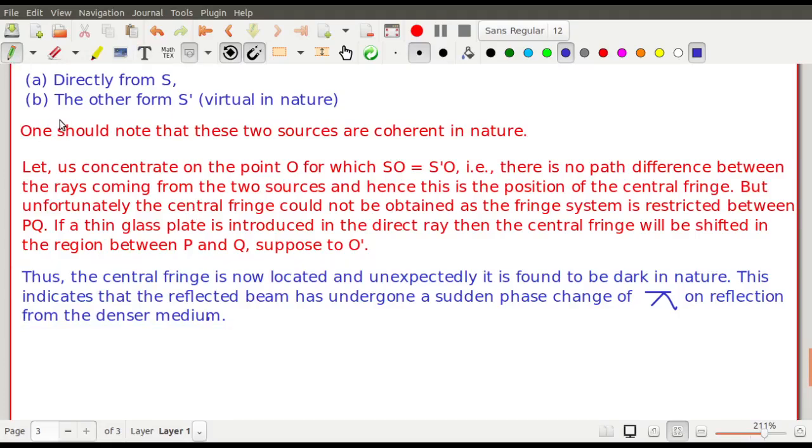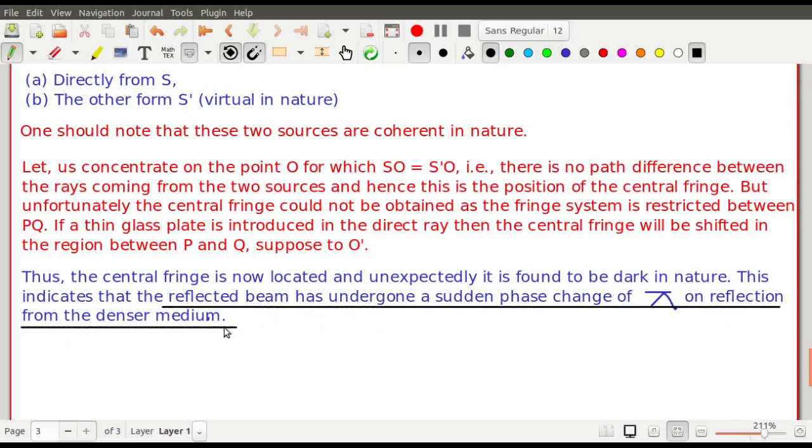So this is what I obtained experimentally, and for this point it is extremely important. This last statement that I underline: has undergone a sudden phase change of pi on reflection from the denser medium.